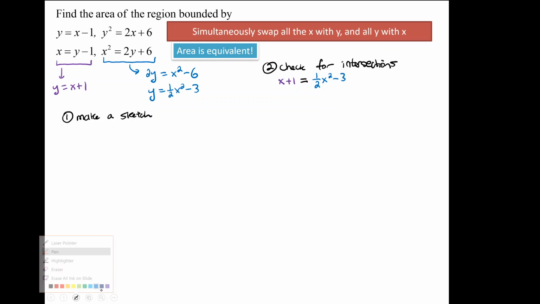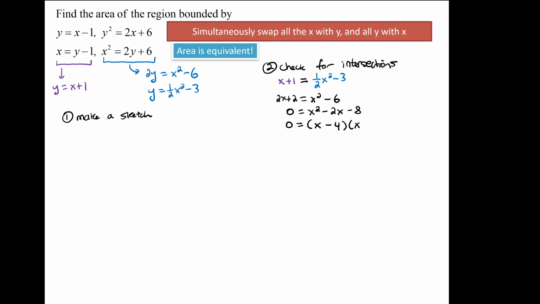Okay, next step. I'm going to multiply both sides by 2 to get rid of the fraction. So 2x plus 2 is equal to x squared minus 6. So everything on both sides has been multiplied by 2 to get rid of that fraction. Now I'm going to subtract 2x from both sides, subtract 2 from both sides. So 0 is equal to x squared minus 2x minus 8. Factor. This is x minus 4 times x plus 2. And we get two solutions. X is 4 and x is negative 2. And that will give us our bounds of integration. Now for the sketch.